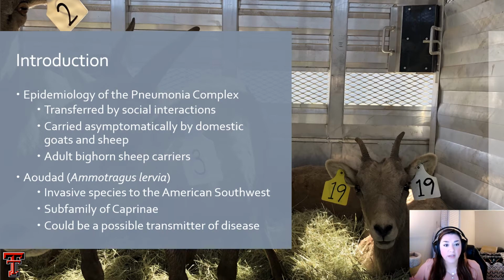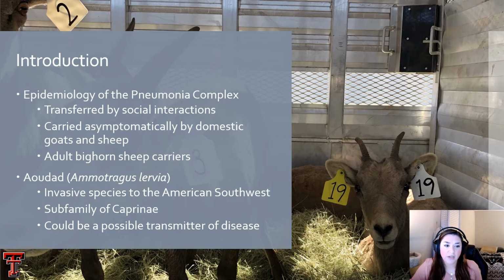So this complex is transferred usually through social interactions. This is any kind of muzzle-to-muzzle touching, swapping of saliva and/or mucus, and this can become airborne for short distances, but for the most part, it's usually just any kind of muzzle-to-muzzle interaction. The biggest management implication is domestic sheep and domestic goats that carry all of these pathogens asymptomatically.